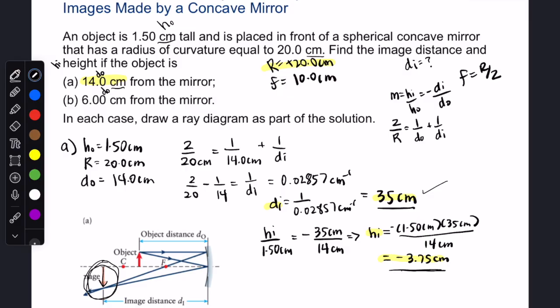Okay, so just so this video isn't super long, I'll let you do part B. You're going to follow the same steps. Do part B and go up there and check which case part B lines up with, and that your math lines up with the ray diagram.